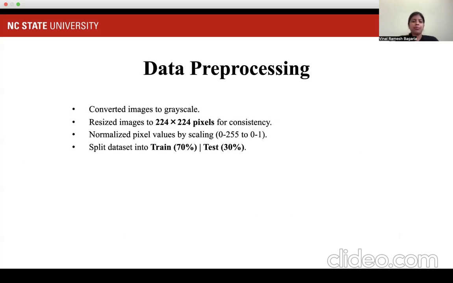So this is about our data preprocessing. We converted images to grayscale, resized images to 224 by 224 pixels for consistency, and normalized pixel values by scaling them from 0 to 255 to 0 to 1. We have also split our dataset into train and test, where train consists of 70% of the dataset.